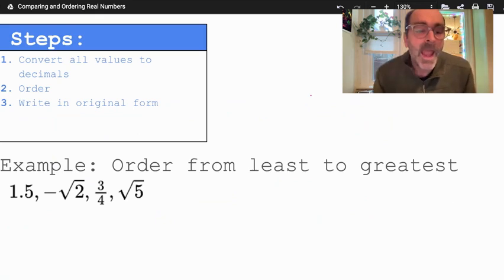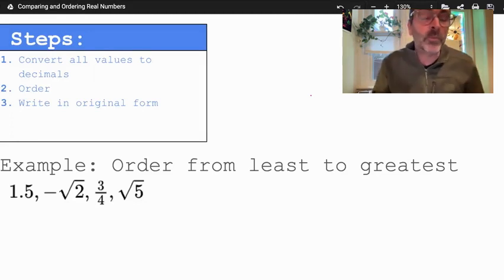So I have this example here. So I've got 1.5, negative square root of 2, 3/4, and the square root of 5. And I need to order these from least to greatest. Now, I'm going to convert all these values to decimals, and I'm going to use my Desmos calculator to help me do this.